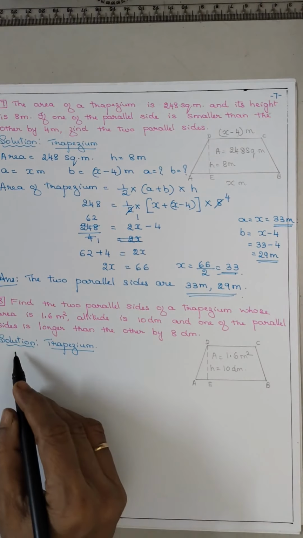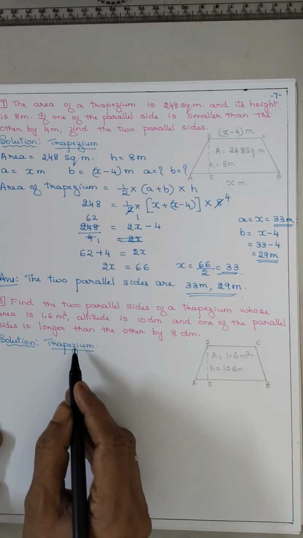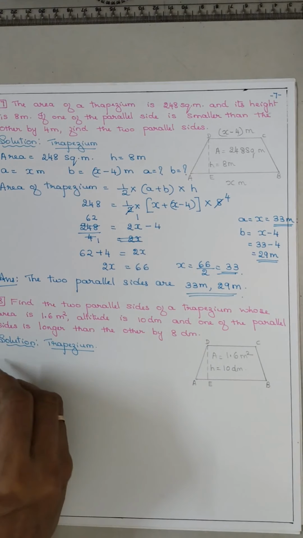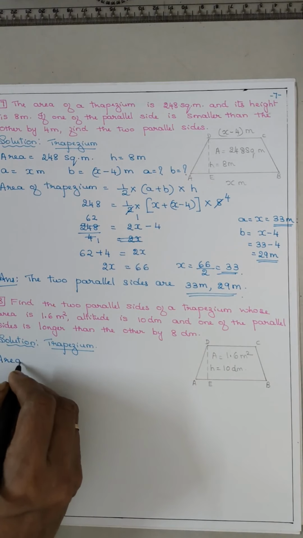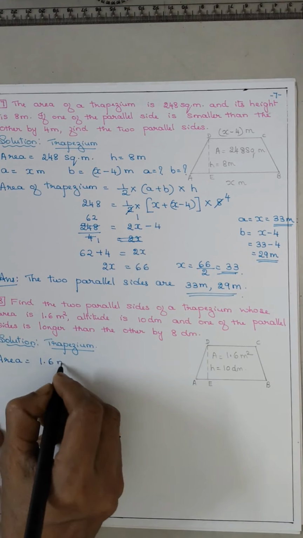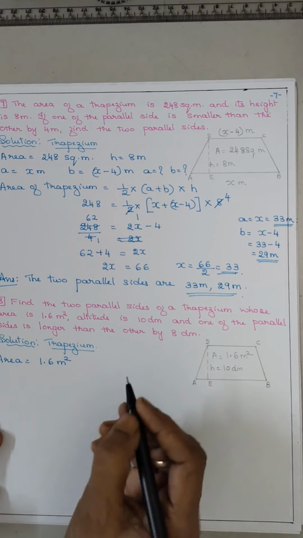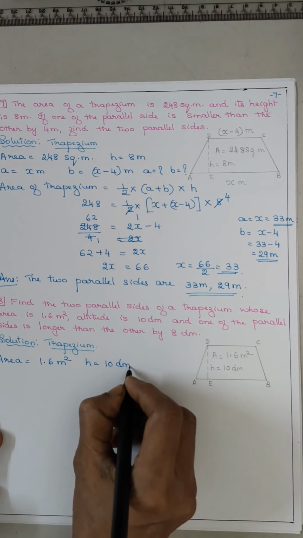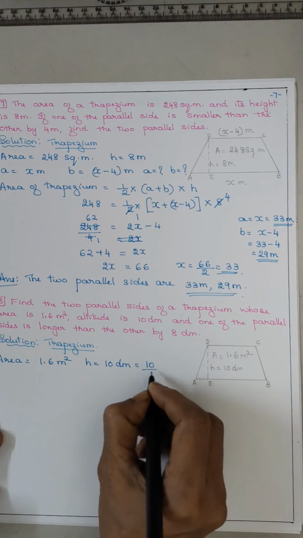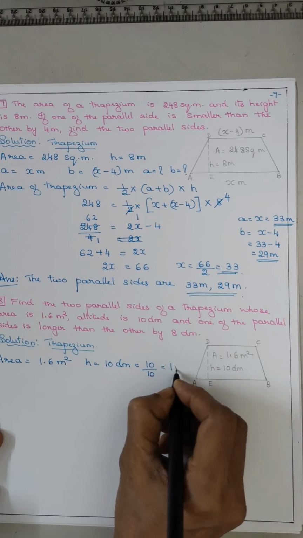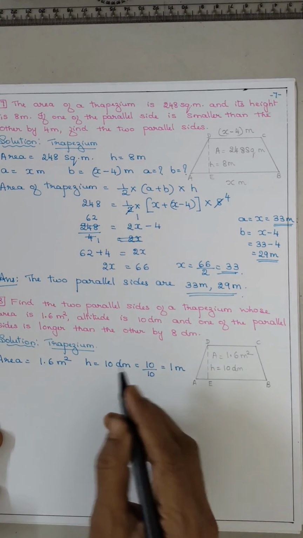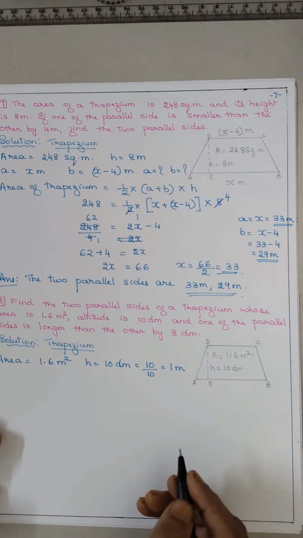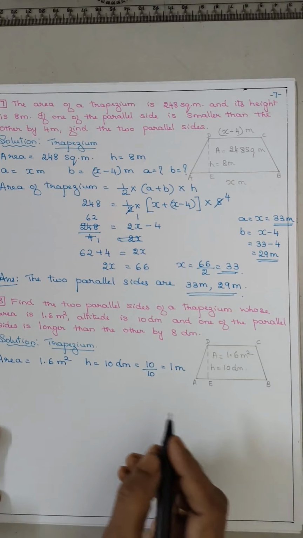So first write solution, trapezium. So sides we will see how it has to be written. Area is equal to 1.6 meter square. Now height is equal to 10 dm, means 10 upon 10 is equal to 1 meter. dm to meter, so divide by 10, so you get 1 meter.